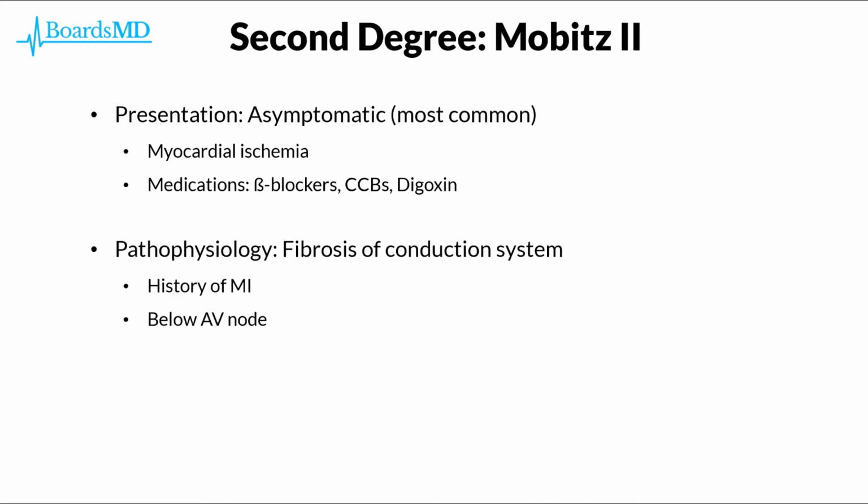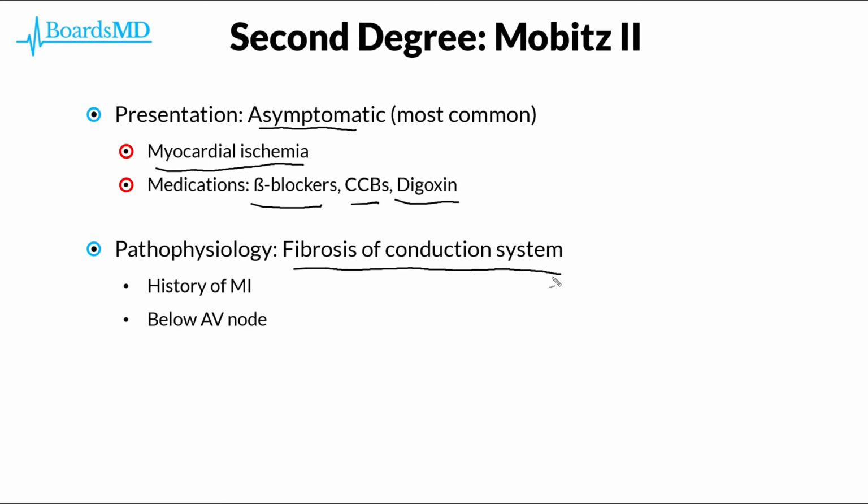Next up, we have second-degree heart block, Mobitz Type 2. These patients also most commonly will be asymptomatic. They may present in the context of myocardial ischemia, and once again, there are medications which can ultimately slow down conduction at the AV node and tip off a patient into Mobitz Type 2, including beta blockers, calcium channel blockers, and digoxin. The pathophysiology in the case of Mobitz Type 2 is fibrosis of the conduction system.